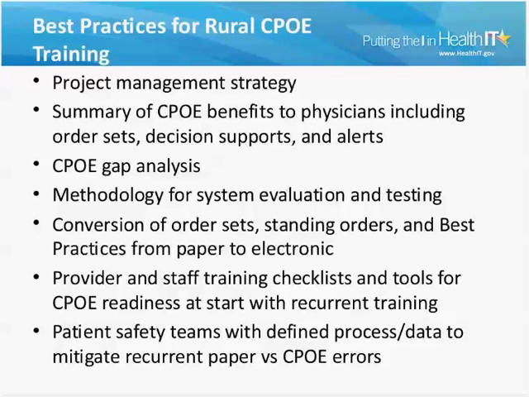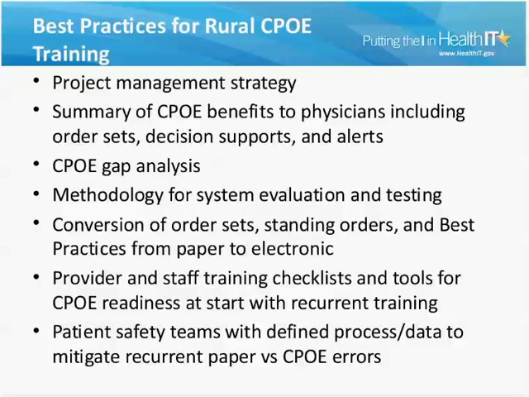Also, provider and staff training checklists and tools for CPOE readiness start with recurrent training. So we want to make sure that we arm the staff not only with a one-time training, but also make sure that they have checklists and tools that they can refer back to. So it's not just referring back to what you saw during a one-hour training. It's also saying, okay, here is our workflow. Here are the steps that you need to do to achieve that workflow. Writing them down and allowing people to actually step through that process. It really does help. And having a quick guidebook at your fingertips is absolutely critical for a lot of people.